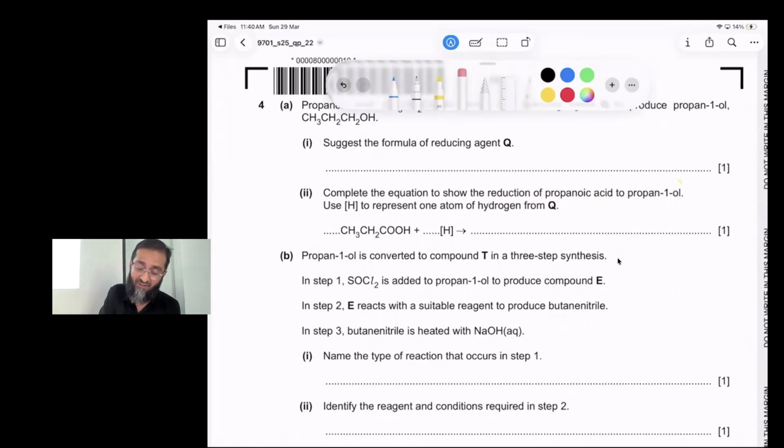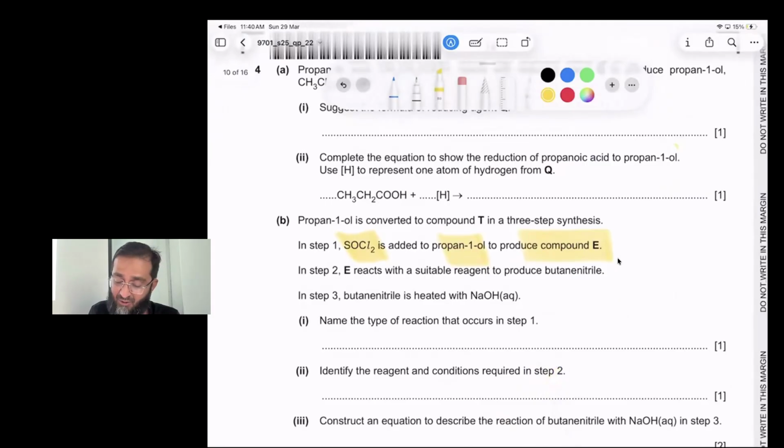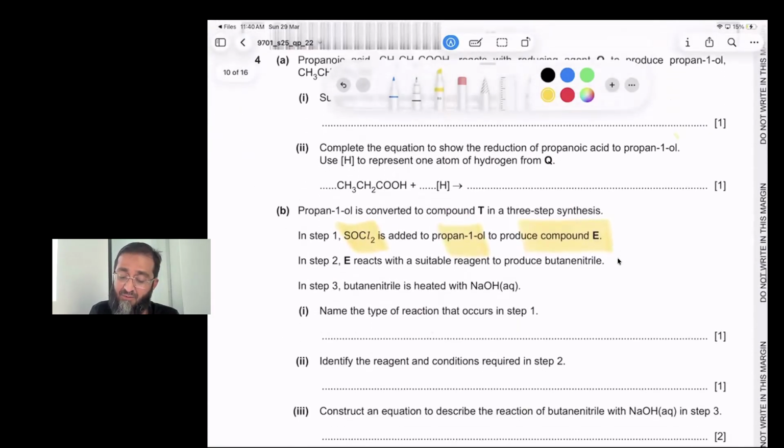Now, if you look at this next question, propanol is converted to compound T in 3 steps. In step 1, SOCl2 is added to propanol to produce compound E. That's what we have just seen. At room temperature, SOCl2 reacts and OH is displaced by Cl. Name the type of reaction that occurs in step 1: nucleophilic substitution. Identify the reagent and conditions in step 2. E reacts with a suitable reagent to produce butane nitrile. This reaction we have already discussed today. Heat under reflux.